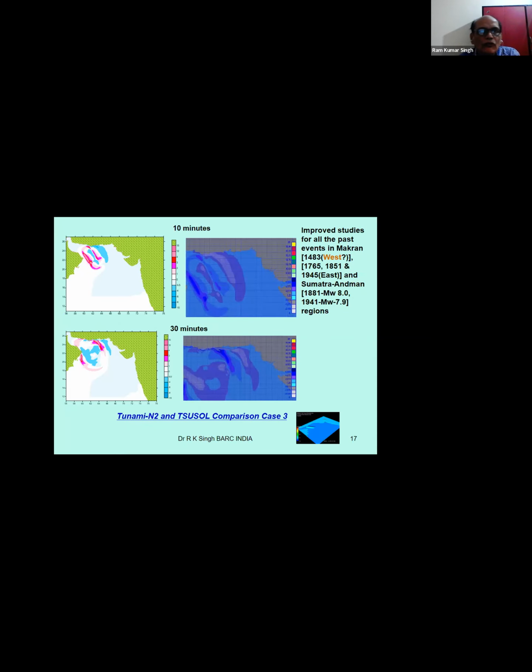Then on the west coast also we experienced, during the comparison of our own code and the TUNAMI-N2 code that was very popular, that we simulated this Makran 1945 event with magnitude 8.1, and we got good results, because very little data is available for different sites in Gujarat and Bombay.